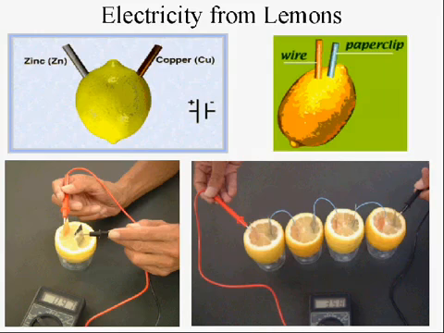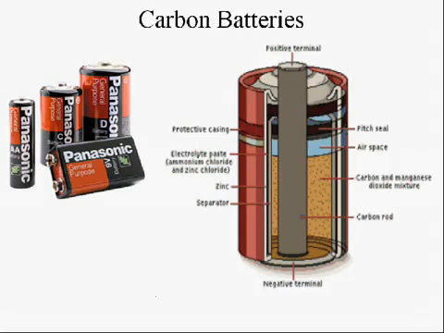Now, you can make electricity from anything with acid or base in it. A lemon works great. Putting a piece of zinc and copper in a lemon, you can make a little battery. In fact, you can connect them in series to get different voltages. We see several lemons connected up, and you get about 3.5 volts.